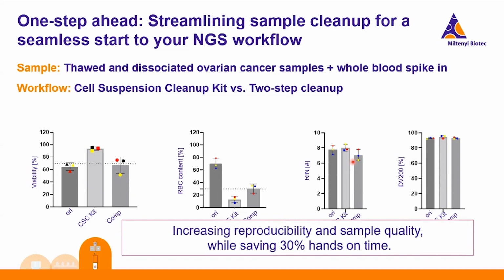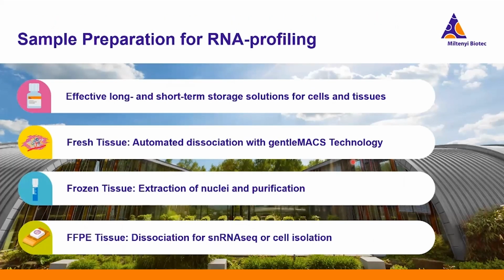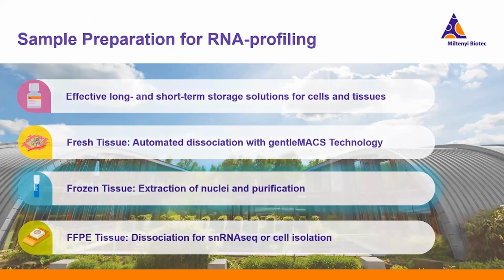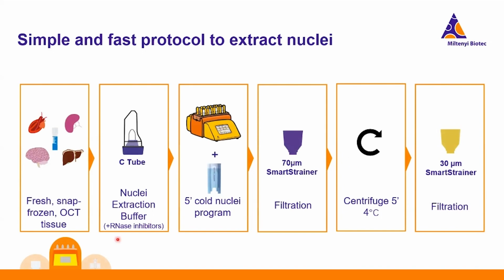All right, so coming to the next tissue type, frozen tissue, extraction of nuclei and their purification. When we look at the workflow, we start off with the tissue. It can be fresh, snap frozen, or OCT embedded tissue. Put it into the C-tube, add the nuclei extraction buffer and inhibitors, put it onto the GentleMax and the GentleMax Octocooler, and run a really short nuclei program. You can filter the suspension. You need 1 centrifugation step, another filtration, and you're good to go for sequencing.